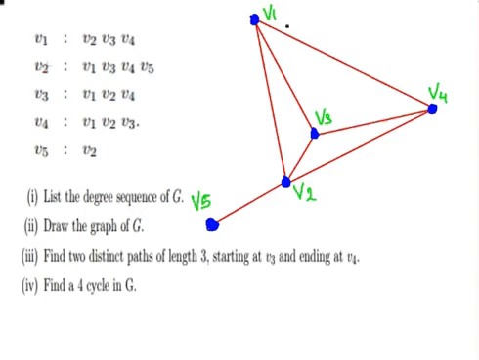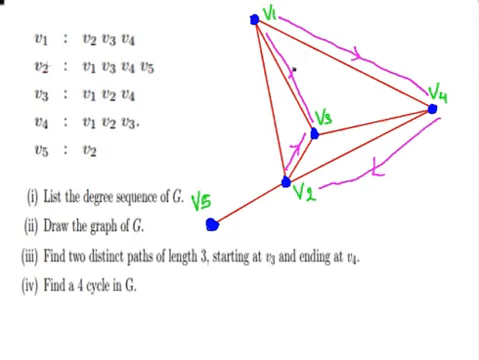So I'm going to start with V1. Let's go down here to V4 first. That's 1 edge used. Then V2. Now I could go from V2 back to V1, but that wouldn't give us a cycle of length 4. So what I'm going to do is go instead to V3 and then go to V1, and that gives us a cycle of length 4.